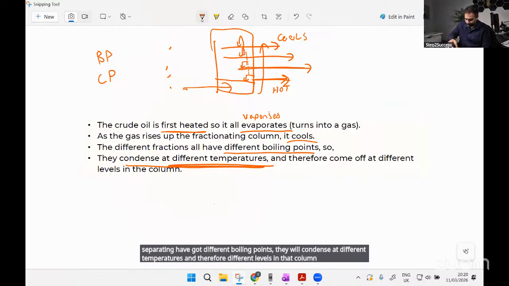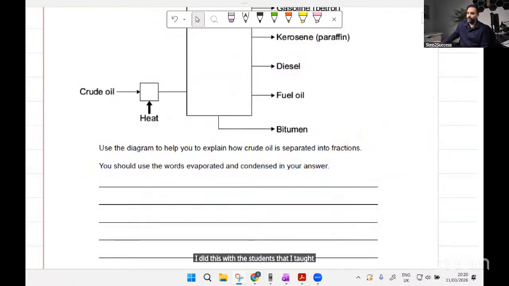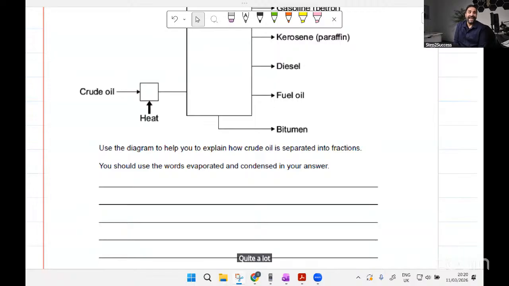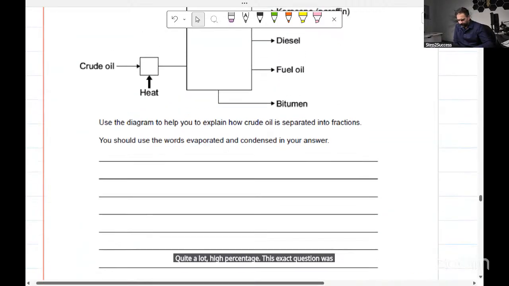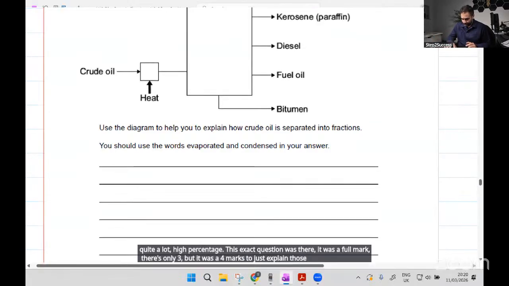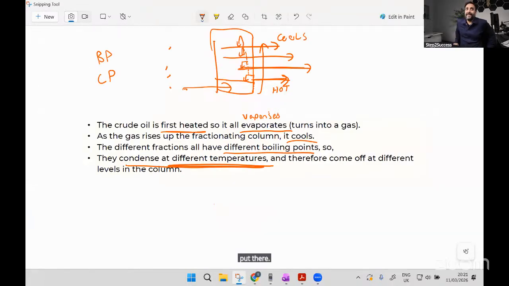This question, I did this with the students that I taught. This kind of question about describing fractional distillation has come up. I mean, I went through about 5 or 6 past GCSE papers, and I think in about 4 of them, quite a high percentage, this exact question was there. It was a 4 marks. There's only 3, but it was a 4 marks to just explain those points that I just put there. Just basically repeat the same thing.